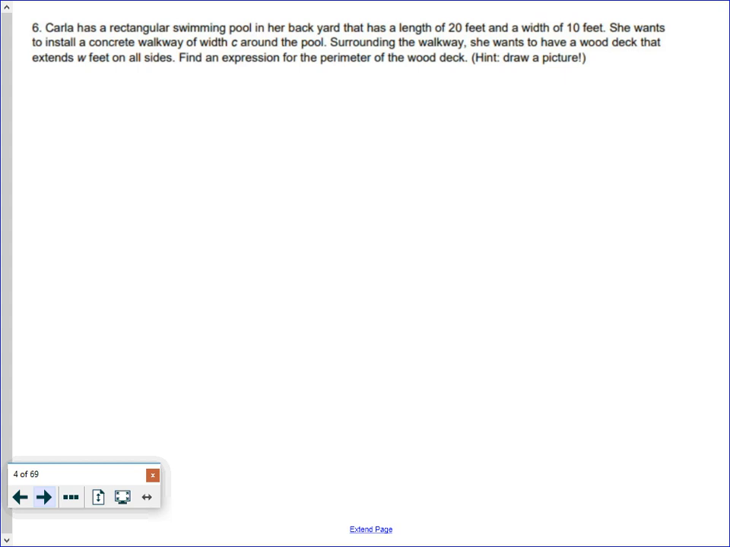Next, we're going to go on to number 6. 3, 4, and 5 are very similar. Just do it the same way. And we do have the completed key already on Canvas. You can double check your work and see what we're doing on the completed key. But on to number 6, we're told Carla has a rectangular swimming pool in her backyard that has a length of 20 feet and a width of 10 feet.